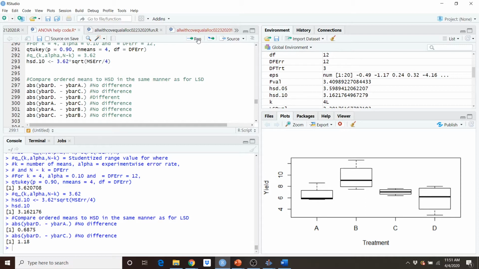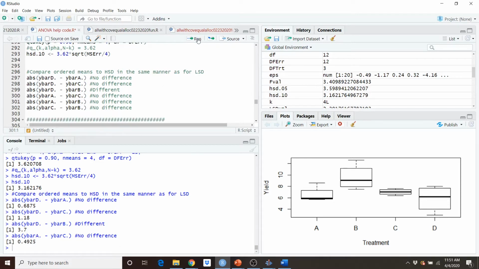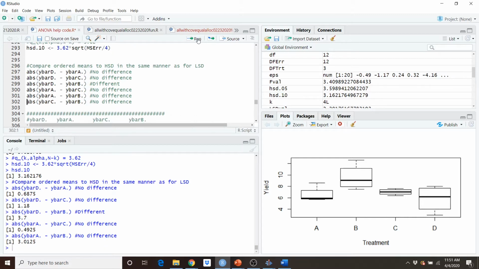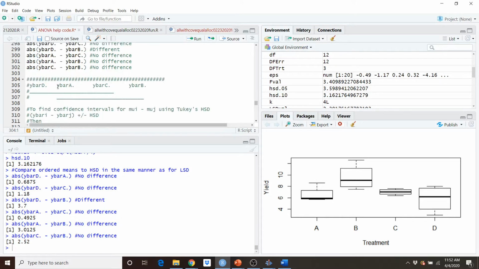Now, when we compare D and B, we see we get a value of 3.7. This is greater than our honestly significant difference value, and so we can see that these differences in means are different. Comparing A and C, we can see that we've got a value of 0.4925, less than our honestly significant difference value. Likewise, A and B, less than our honestly significant difference value. And finally, comparing C and B, we see that this is less than our honestly significant difference value. And so what this is saying is that only D and B are different. Everything else is similar.